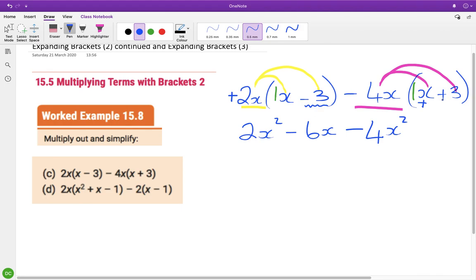The last multiplication then is the minus 4x with the 3. So it's a minus and a plus, so signs are different, which makes it a minus. 4 by 3 is 12. This has an x and this has nothing. It's a constant. So that means overall it's just x.